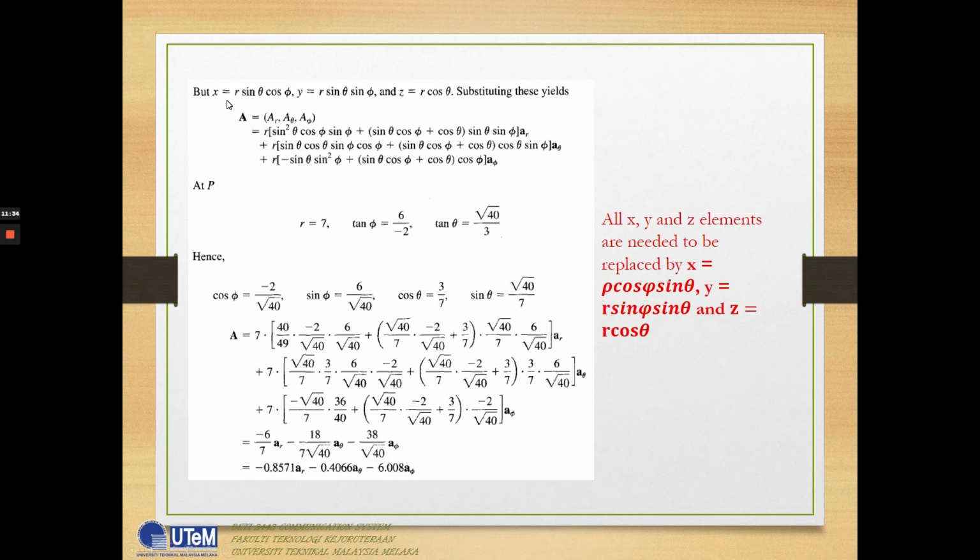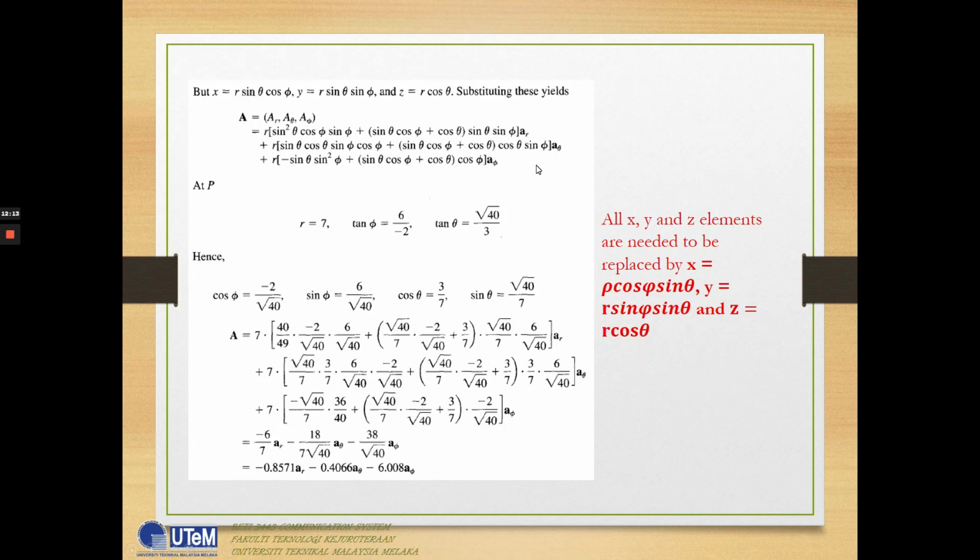Remember this one, that you need to substitute x, y, and z into r, theta, and phi. There cannot be any x, y, or z element here. No, cannot, because the spherical coordinate doesn't have any x, y, and z. So all the x, y, and z needed to be converted to r, phi, and theta. Remember this thing. Always remember this thing. So after we substitute everything here, we got these values.